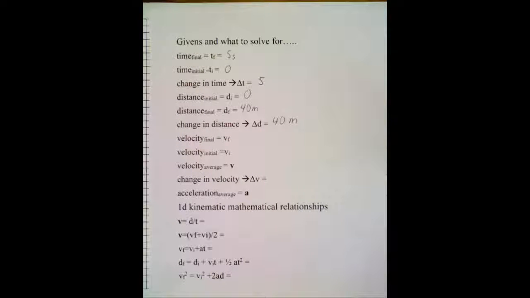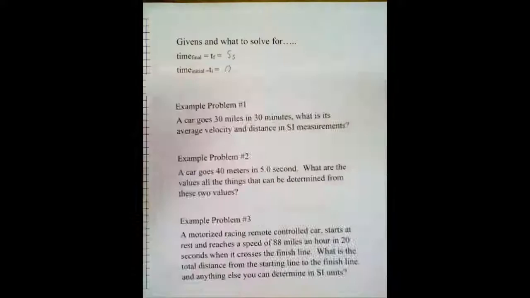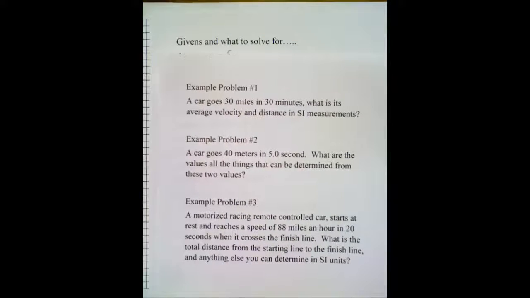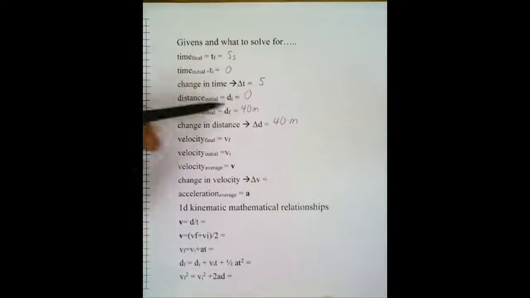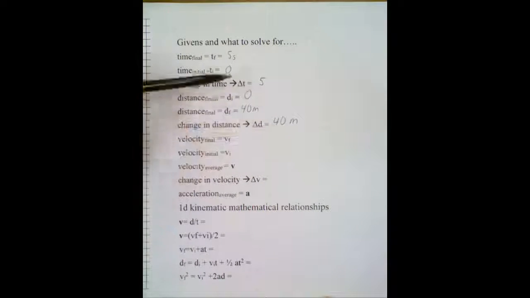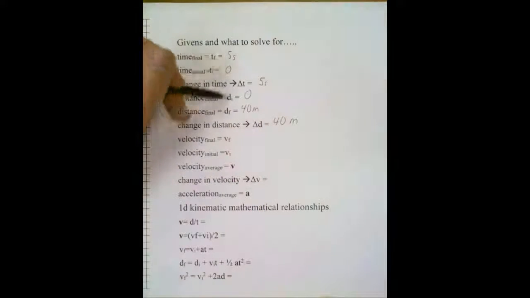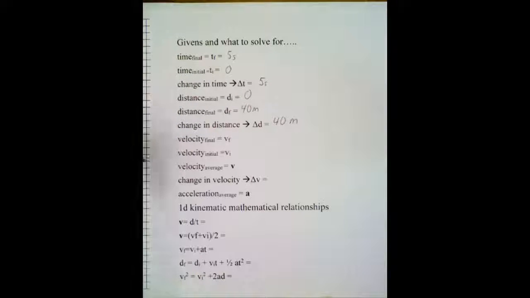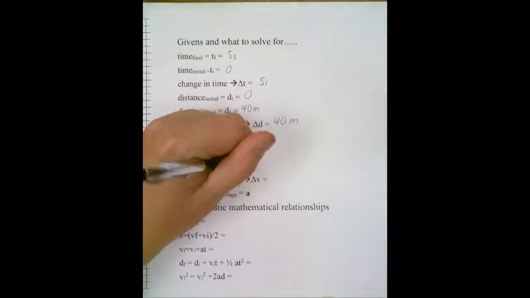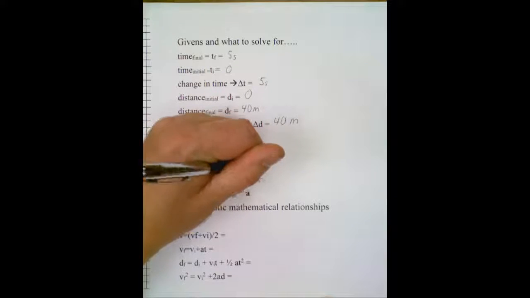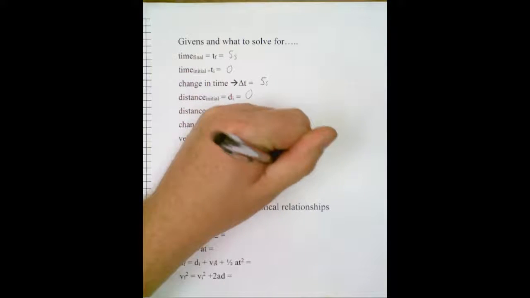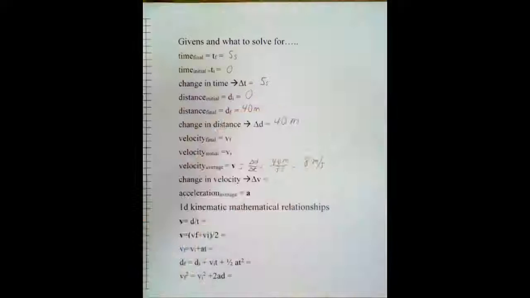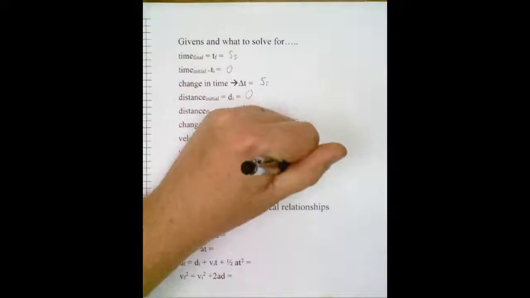Now for the next problem, which was the car goes 40 meters in 5 seconds. What are all the values that can be determined from these two values? Well, I filled in a couple here. Here was the 40 meters in the distance. We assumed 0 at the beginning. 5 seconds. We assumed 0 at the beginning, so we've got that one done. So velocity average equals change in distance over change in time. So that gives me 40 meters over 5 seconds equals 8 meters per second. I hope you don't need a calculator for that one.